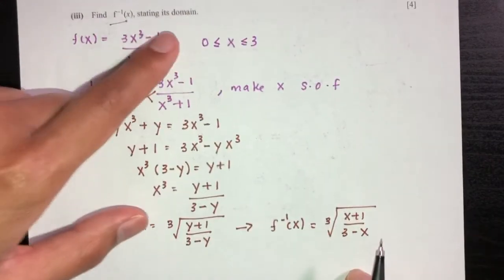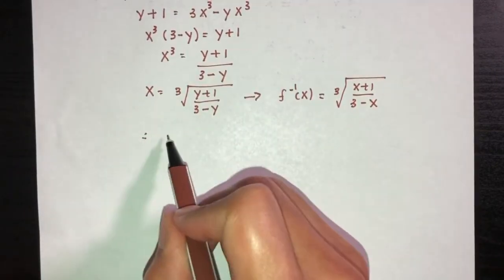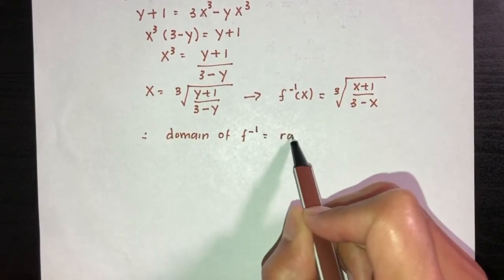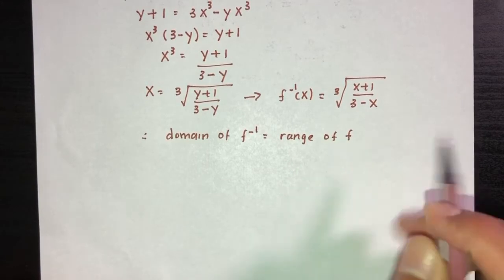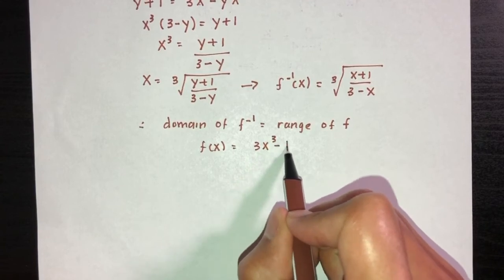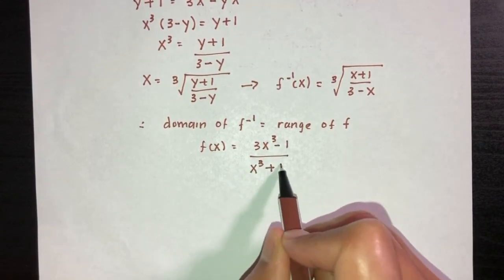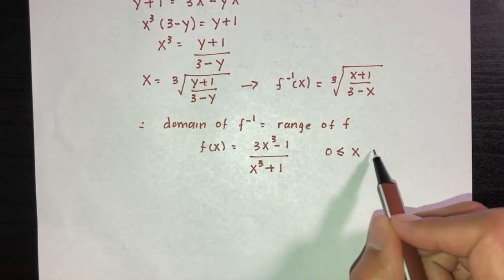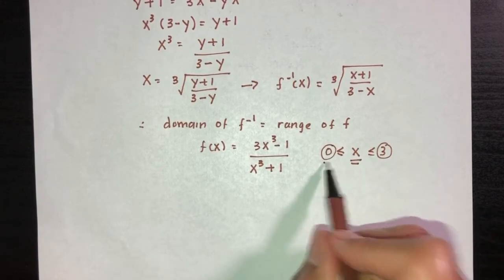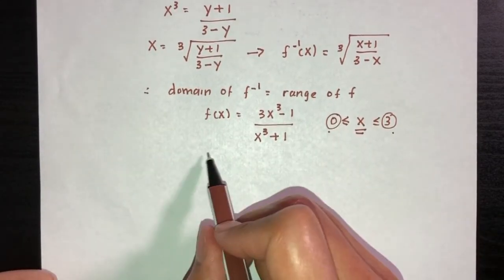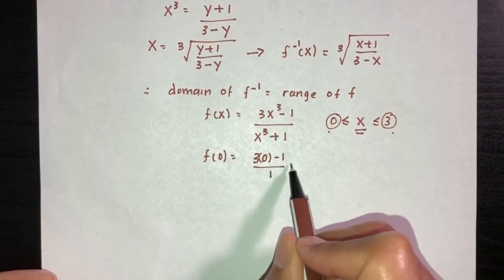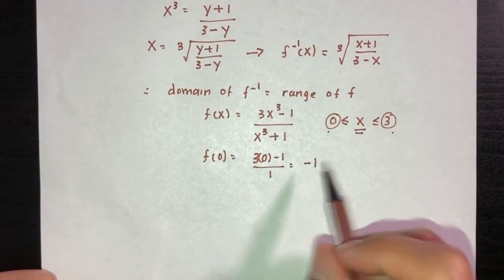Now the next question is we have to find the domain of this. So as you know, the domain of f inverse is equal to the range of f. So what is f? f was given to you as f of x equal to 3x cubed minus 1 over x cubed plus 1, where the domain is x between 0 and 3. So let's test which values give the maximum or minimum. Let's say f of 0 will be what? That will be 0 minus 1 over 1. That should be minus 1. That is your minimum value.